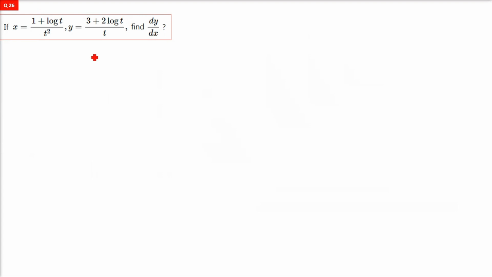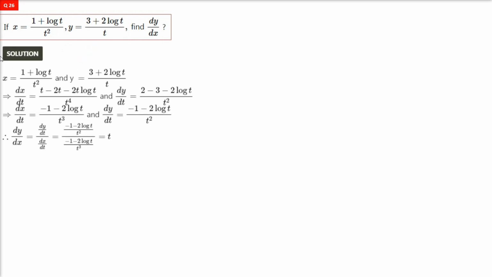Next one. X is equal to 1 plus log t by t square. Y is 3 plus 2 log t by t. dy by dt we have to find out. So dx by dt is going to be equal to, we are applying the quotient rule. t square here, 1 plus log t: 1 is 0, log t is 1 by t. So just write 1 by t. Then t square above, 1 plus log t, log t is 1 by t.